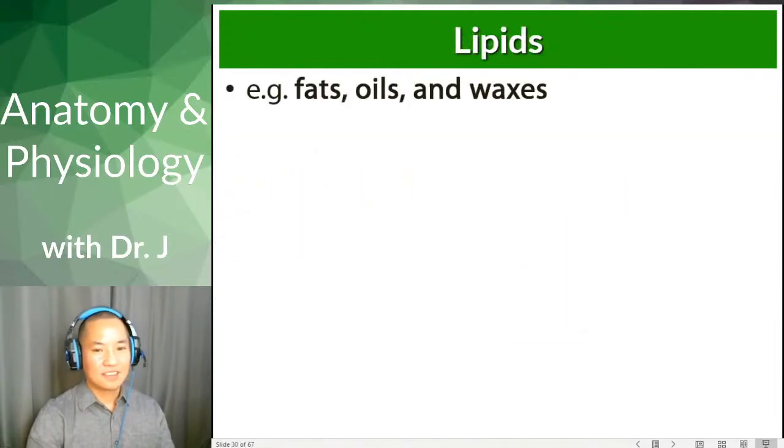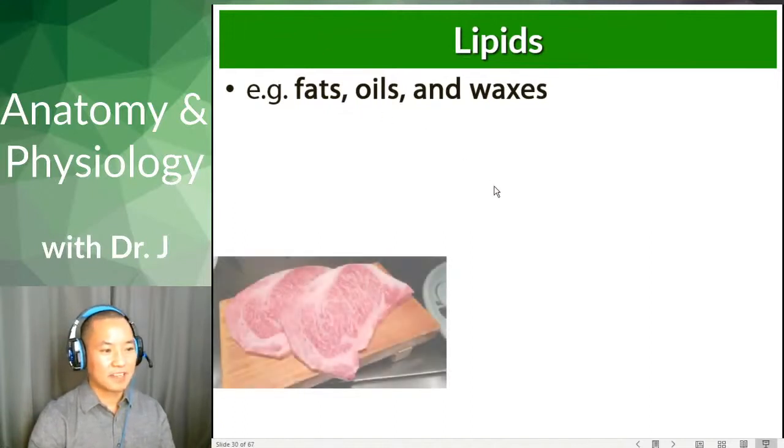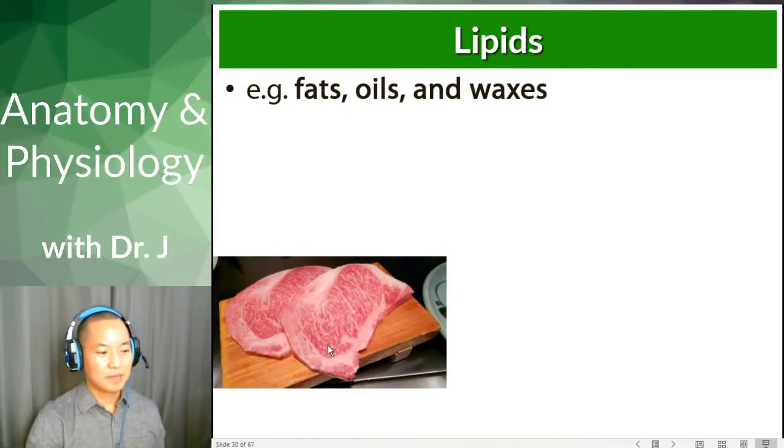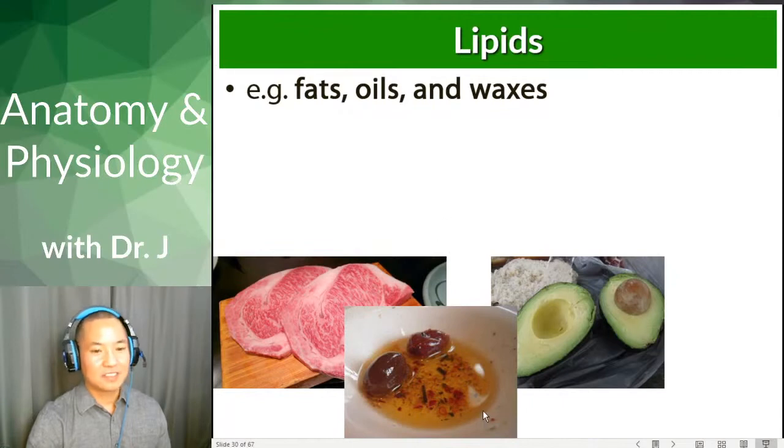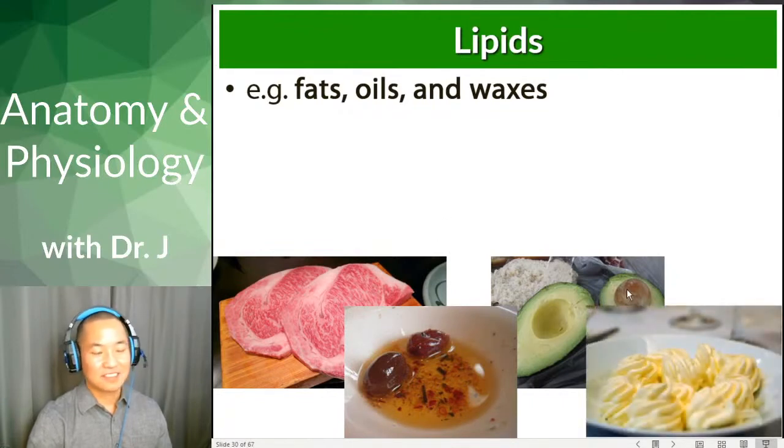So lipids, this might be a new term for you. I think in different countries, especially in Canada or European countries, they like to use the term lipids, but they're also known as fats. So fats, oils, and waxes are all types of lipids. Not the red part of this meat, but look at this meat. It has all this white stuff, right? That's all fat. Or if you're a vegetarian or vegan, this is also a very tasty fruit, right? But it also has a lot of fats as well. And even oils are lipids as well. And butter, that's also a lipid.